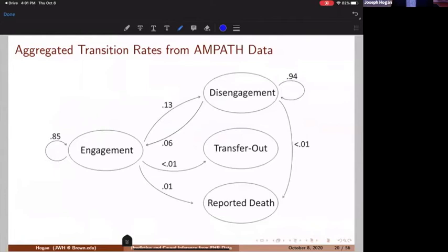So we can put these numbers on the graph. All I'm trying to show you is that that table corresponds exactly to this arrow and bubble plot that we had before. So you see that 85% retention is on the left there, 13% dropout rate from visit to visit, but then also a 6% return to care probability.